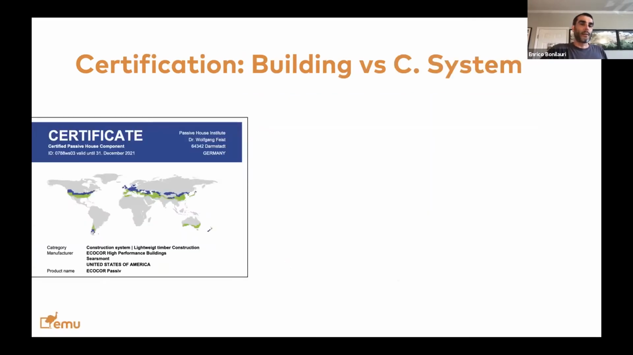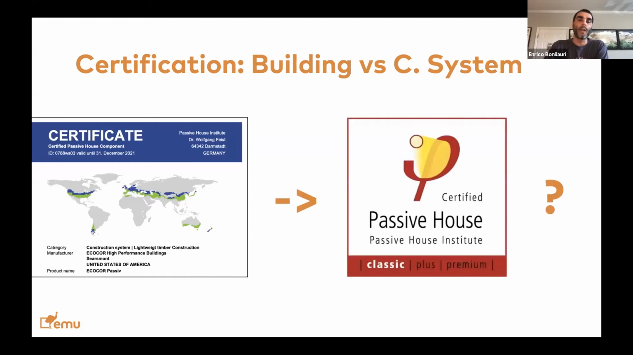So the question we typically get is, if I do use a certified construction system, will my building automatically be Passive House certified? The answer to that is no, because it's like playing with Lego and not following the instructions. So the individual pieces of the Lego, that is the construction system, are per se verified. But there's an integration needed on the architectural side and the quality assurance side that we're going to see in a second that is still needed.